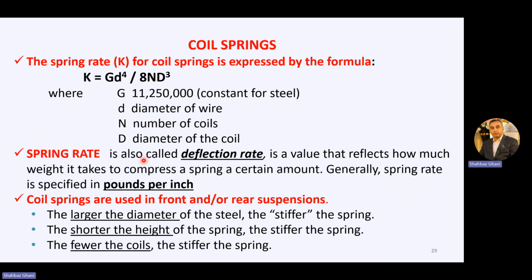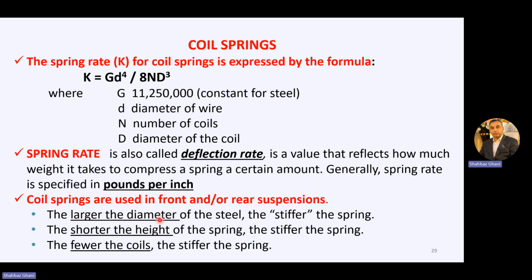So the spring rate is also called the deflection rate. Spring rate, also called deflection rate, is a value that reflects how much weight it takes to compress a spring a certain amount. So it is basically the value that reflects how much your spring can be compressed with a certain amount. Generally, spring rate is specified in pounds per inch. You can take other systems of this, no problem. Coil springs are used in front and or in rear suspension.